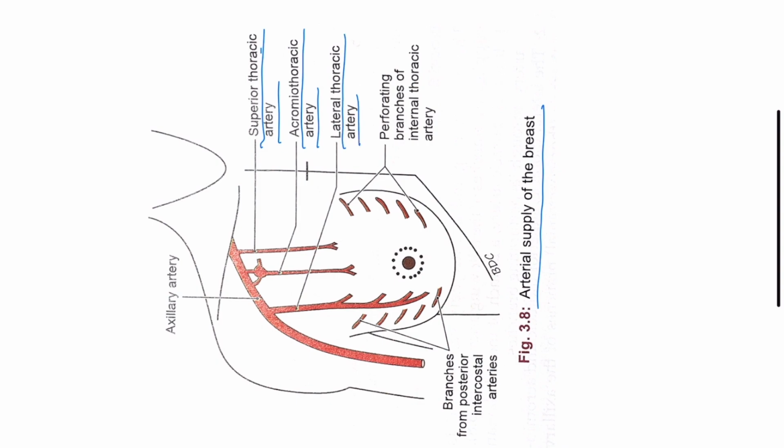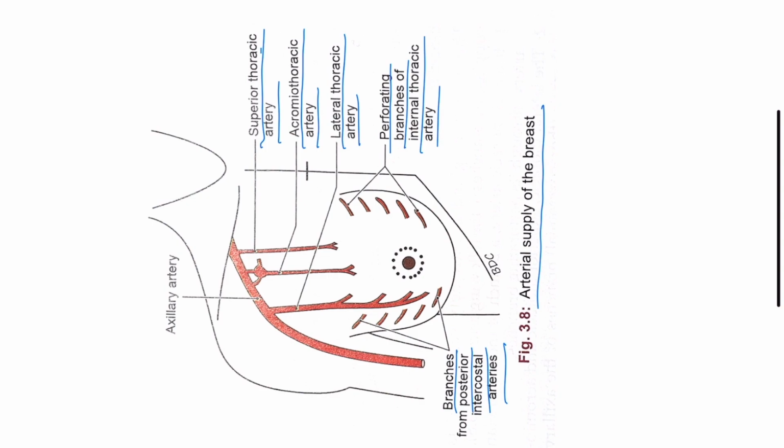Then you have the lateral thoracic artery. Then laterally you have the branches from the posterior intercostal arteries, and from the medial side it is the perforating branch of the internal thoracic artery. 2 to 6 is the vertical extent, so it will be mainly the 2nd, 3rd, 4th, 5th, 6th intercostal spaces where these anterior and posterior intercostal arteries will supply branches to the breast from the medial and lateral sides.